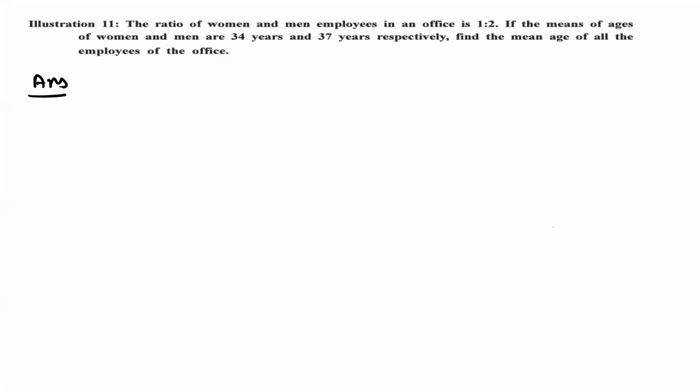So friends, what they want to say: the ratio of the women and men. First they are saying women and then they are saying men. And the mean ages of women and men have already been given. So I can say x bar 1 is equal to 34 while x bar 2 is equal to 37. Is it clear? Yes, sir. That is clear.